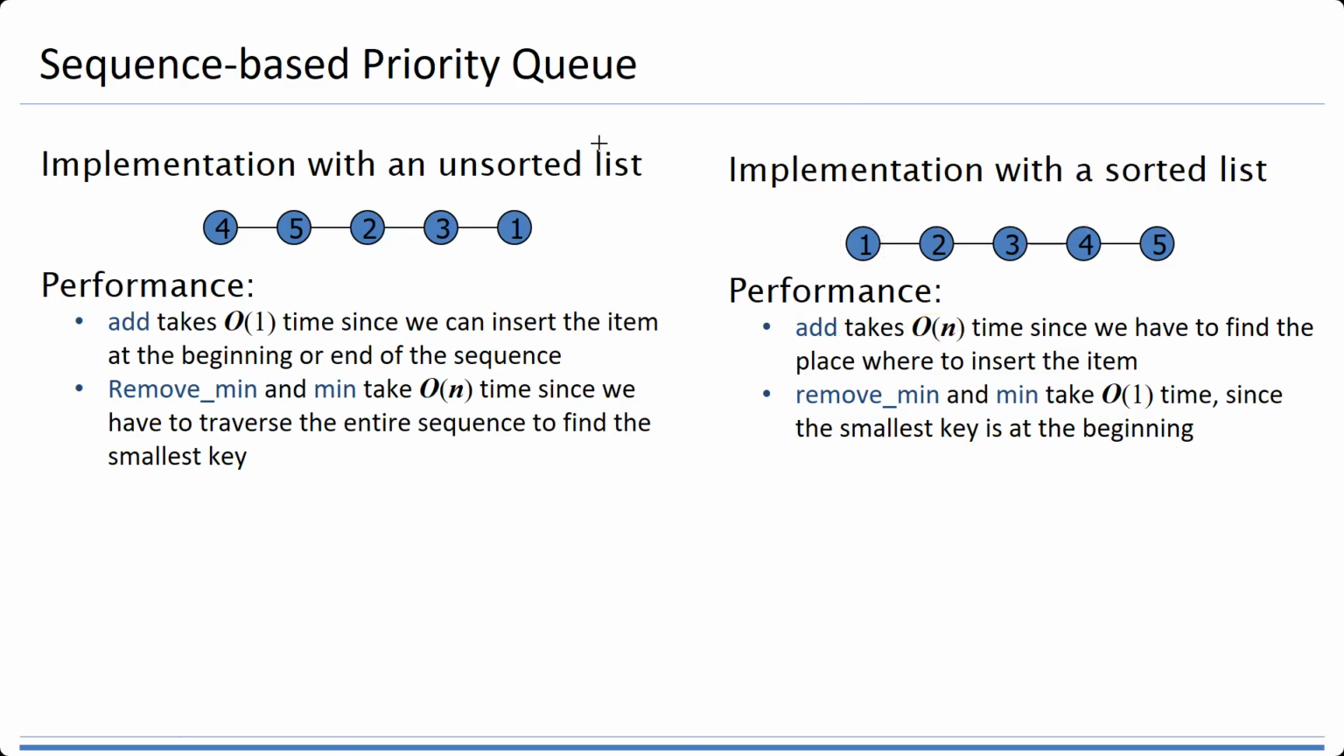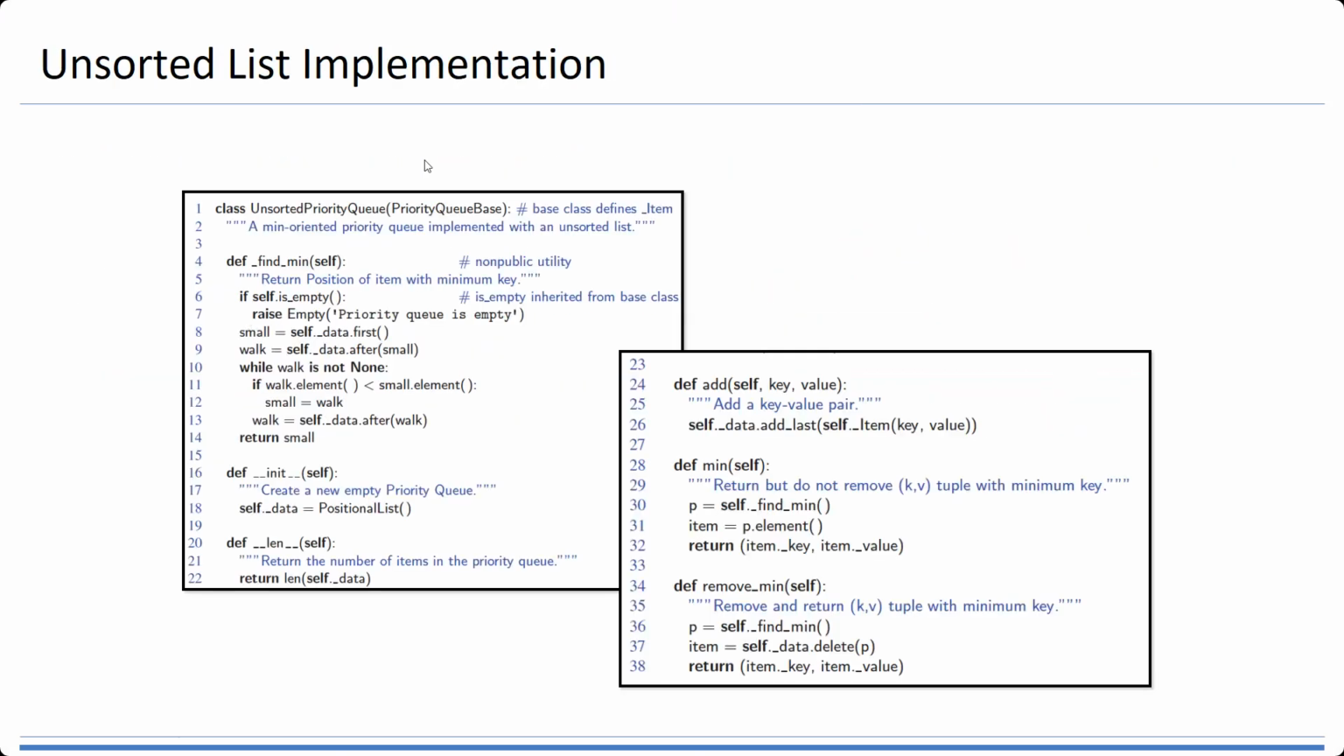Now, which one is better? Using an unsorted list or using a sorted list? So this is the unsorted list implementation. When you are using the unsorted priority queue, we have the find minimum. The find minimum means we are using a loop. So we are looking for the smallest element throughout the priority queue.